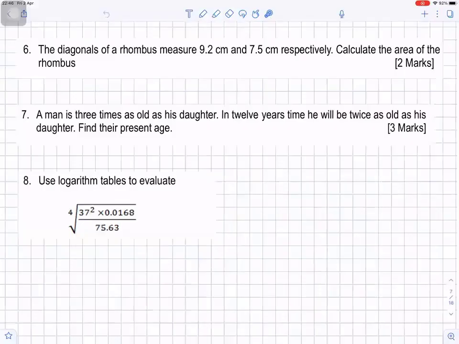Here's question number 6, 7, and 8. You can press pause and have a go at the question, and when you're ready, you come back.